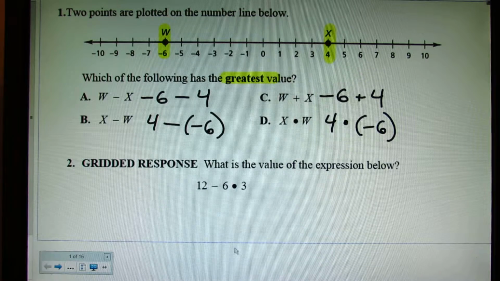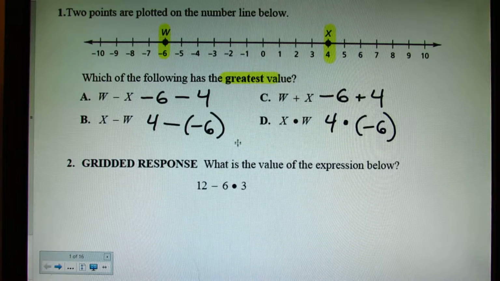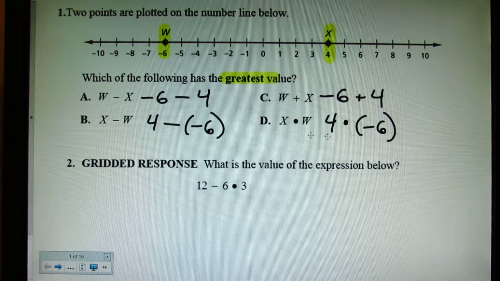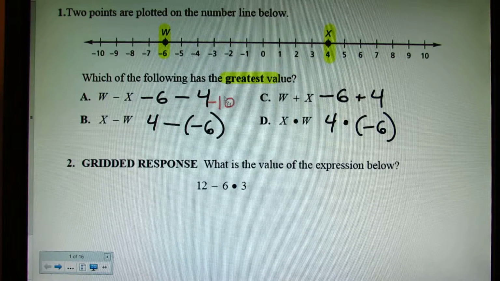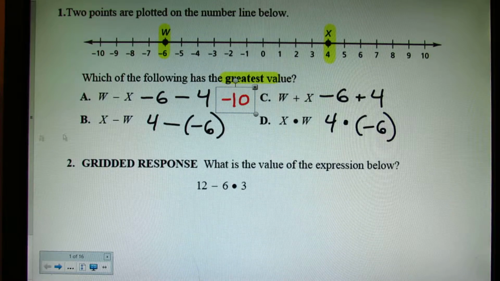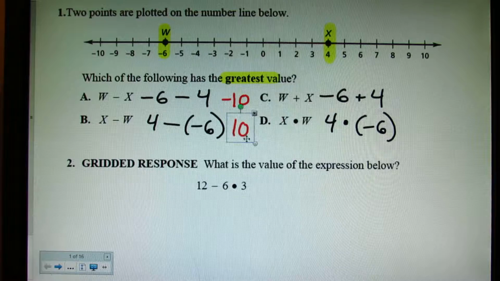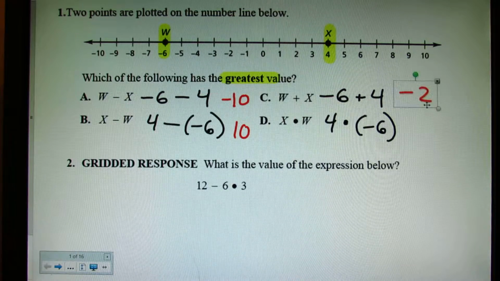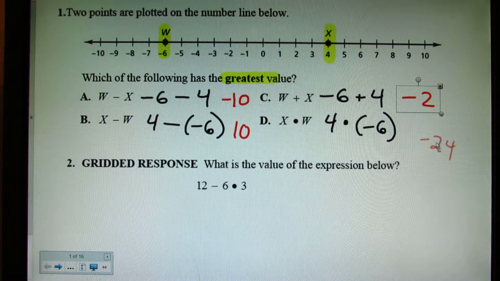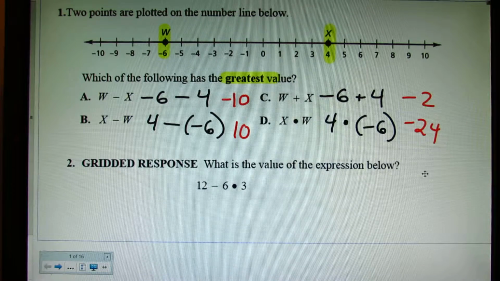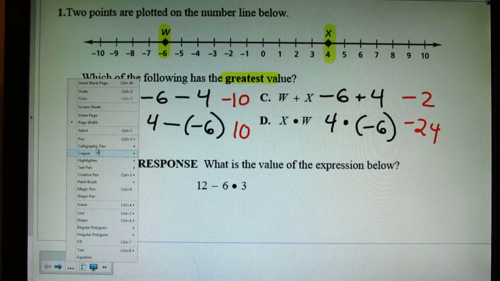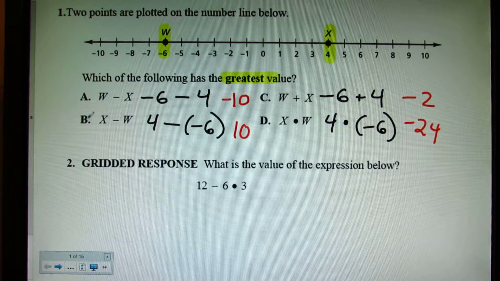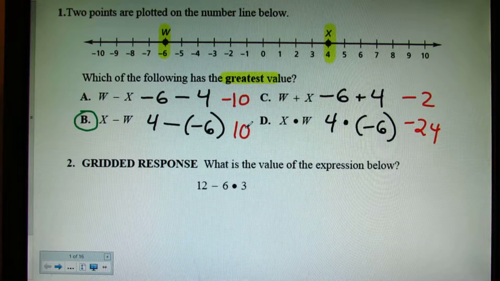Now what I have to do is figure out what these equal. So in your calculator, you're going to find out what each one equals in order to figure out which one is the greatest. Okay, first one is equal to -10. Next one is equal to +10. Next one is equal to -2. And the last one is equal to -24. So according to this, my final answer is going to be choice B, +10.